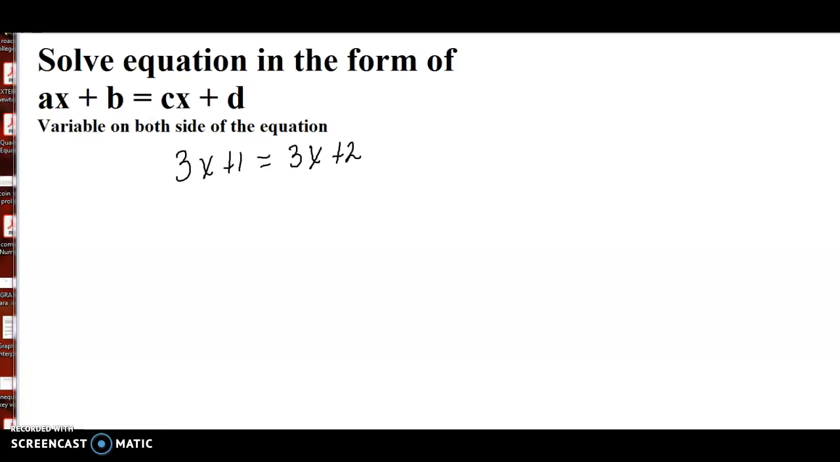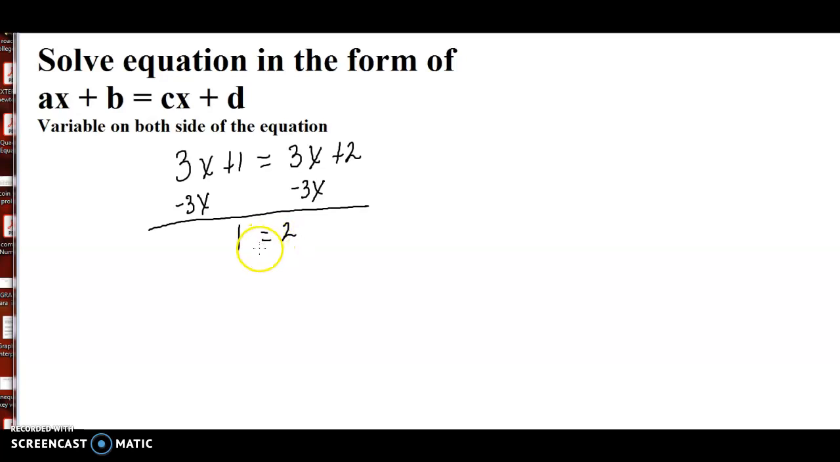Now let's look at this equation. We have 3x plus 1 is equal to 3x plus 2. Now, when I try to get my x's on one side, look what happens. If I subtract 3x from this side, and I subtract 3x from that side, this is 0. Only thing I'm left with is a 1. This is 0. Only thing I'm left with is a 2. So on one side of the equation, I got 1. On the other side, I have 2.